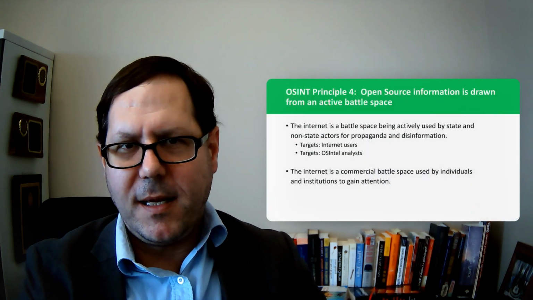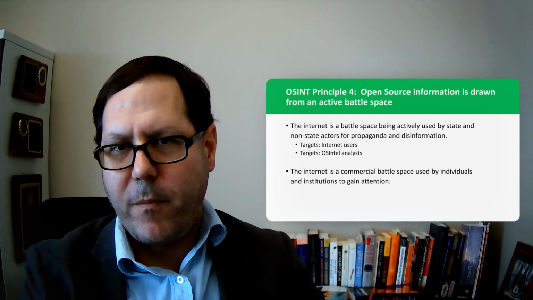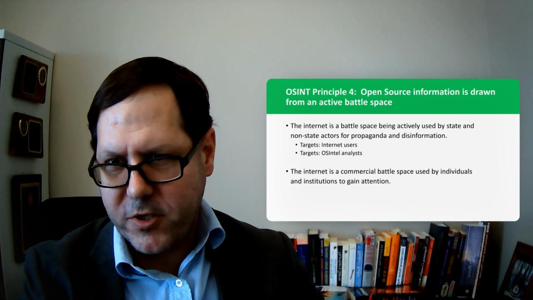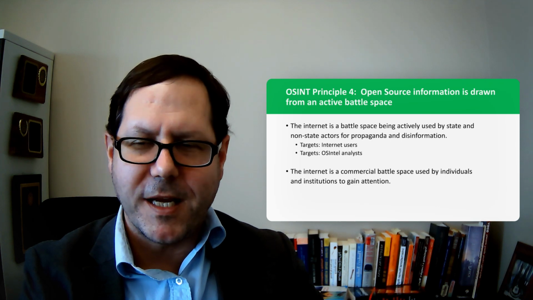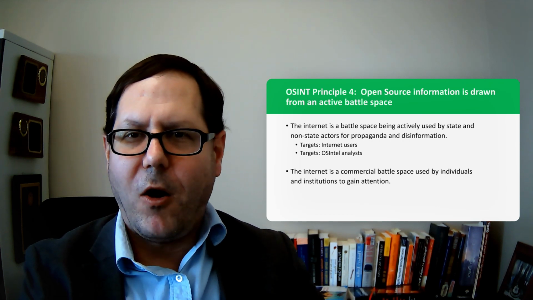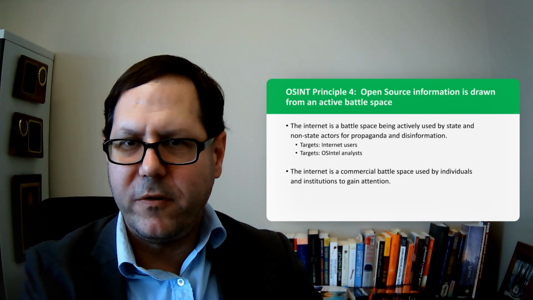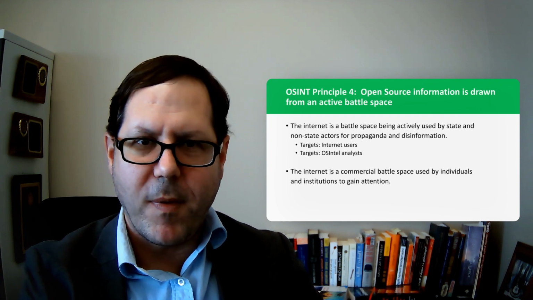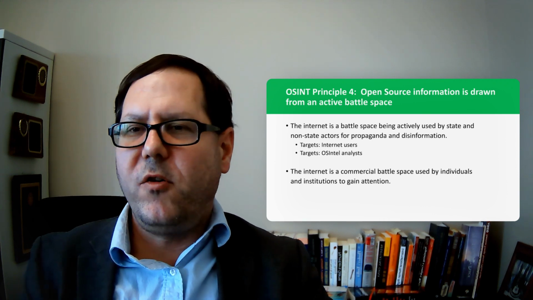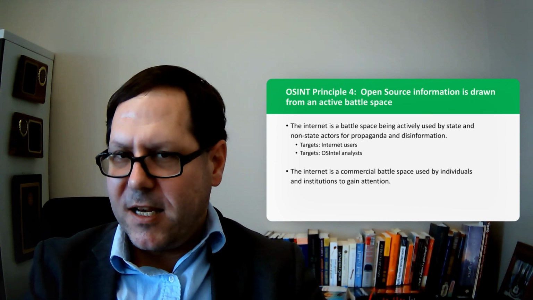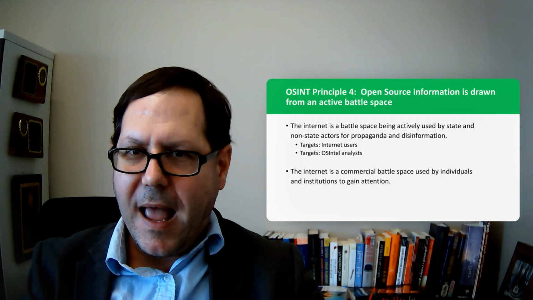And then my final principle is that open source information is drawn from an active battle space, that other states, other actors, corporations, non-governmental organizations, interest groups, networks of people are actively trying to shape how we think about the world through propaganda, through disinformation, through information campaigns, and that anybody who is using the internet is potentially a target of these information campaigns, of this propaganda, of this disinformation.